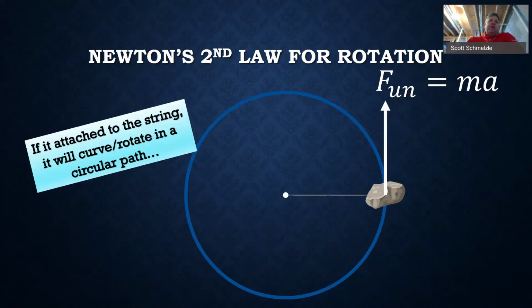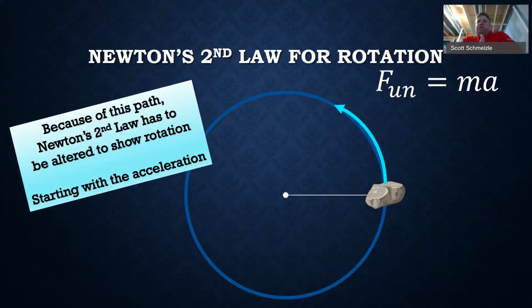So if it's attached to a string, what will end up happening is we'll see it on a curved path. So instead of that one, we're actually going to get something like that. Now, because F equals ma is for linear motion, we can't necessarily use that in a rotational path, meaning an angular or curved path. All right. So because it's going to be in a curved path, we need to fix it. So we can't use this linear form of Newton's second law.